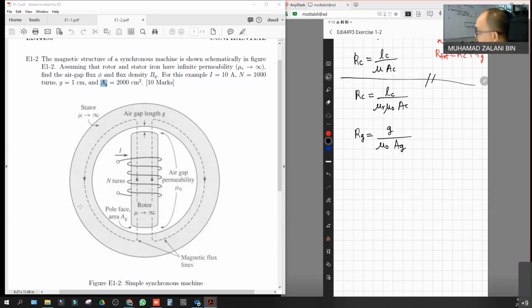And I explained this earlier. Why mu naught? Because in vacuum mu R is 1. Because mu of air is mu R mu naught, the relative permeability times the vacuum permeability. But in that case, mu R is 1. So mu air becomes mu naught. That's why we have mu naught.